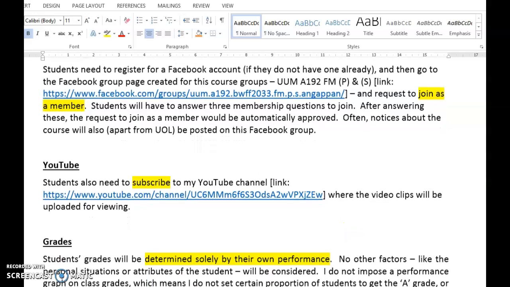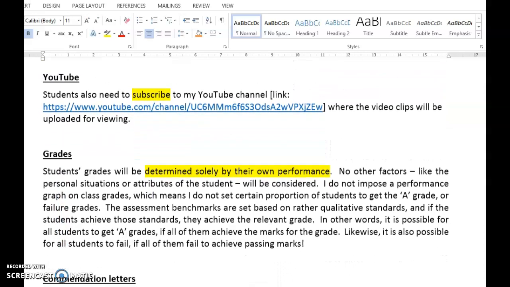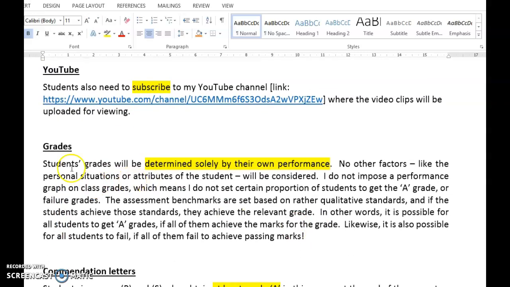Now, the grades. About the students' grades. The students' grades will be determined solely by their own performance. No other factors, like personal situations. If you are in the final semester, or you have financial difficulty, all this is irrelevant to me. Your grades will be based solely on your performance.